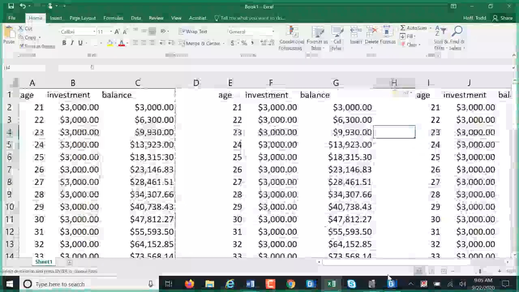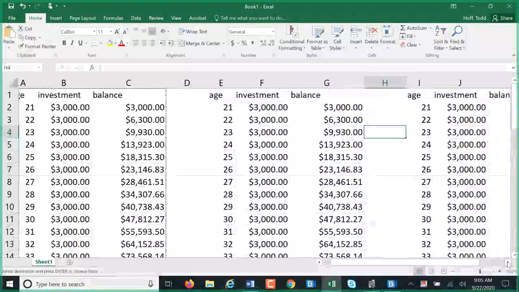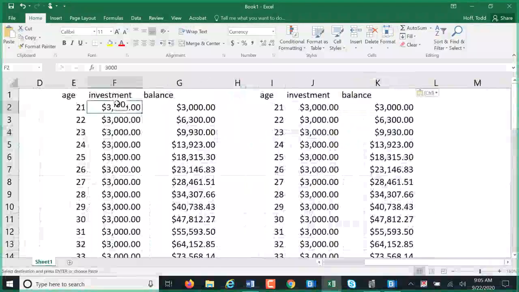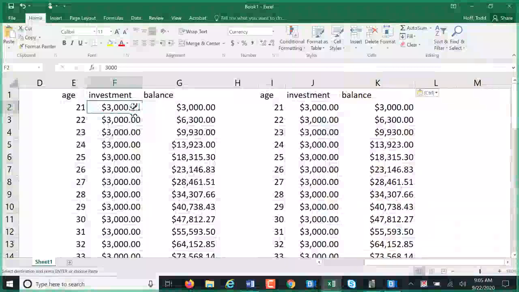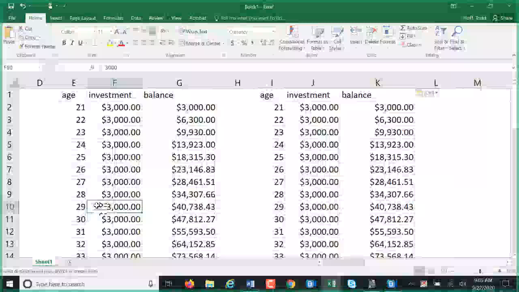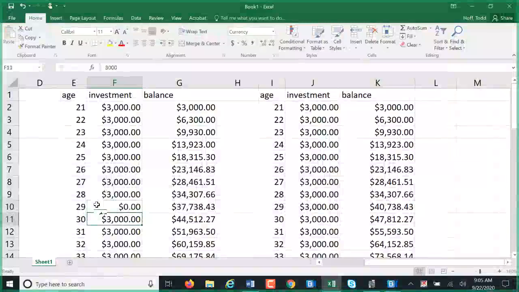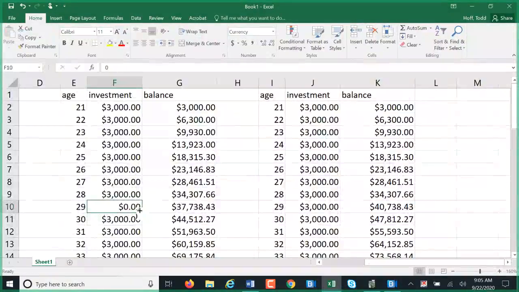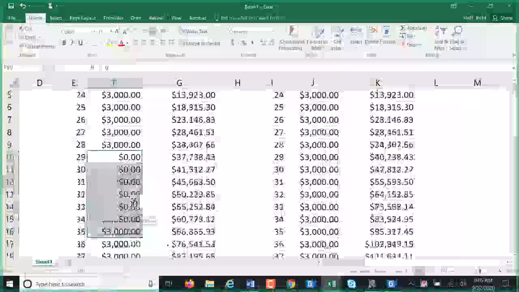This first person I'm going to look at did what I suggested. At 21, they put away the money, and they actually do it for a few years, from 21 to 28. Let's say they do it for 8 years. And after 8 years, they say, you know what? I'm not putting the money away anymore. I'm going to start playing with my money.